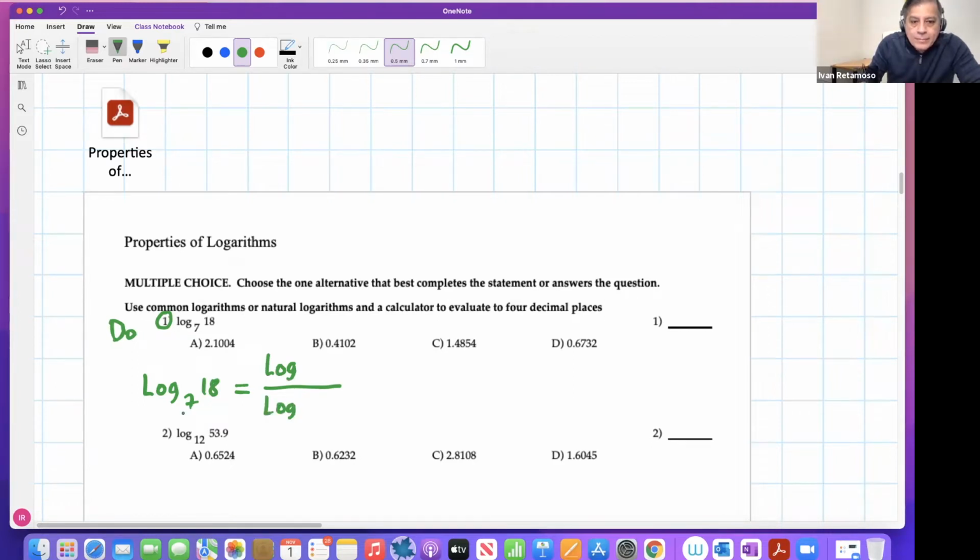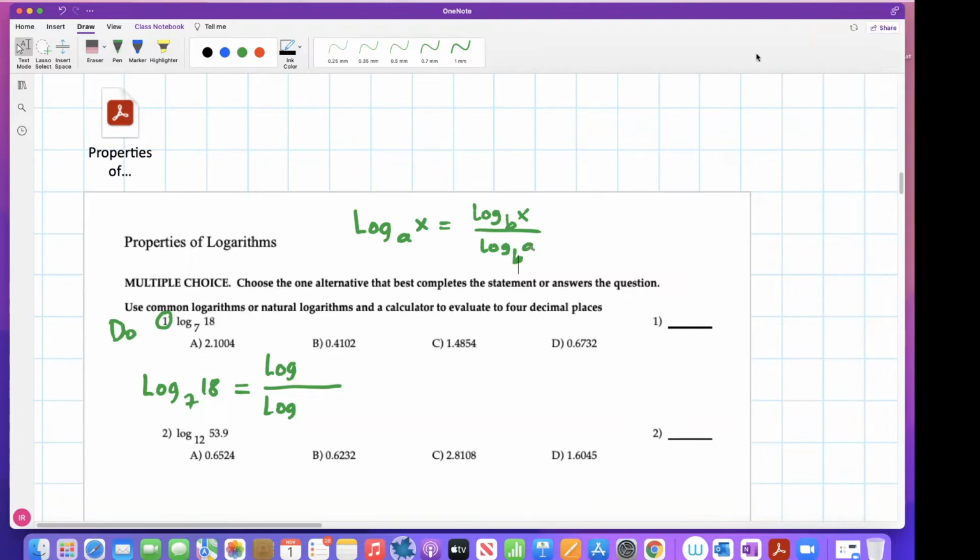common log. I will write here in general the change of base formula. Log base A of X equals, let's put X, log base B of X over log base B of A, right? Yeah, very good. Mute yourself if you are not participating. Okay, great, excellent, guys. Now, Jay is posting an answer.